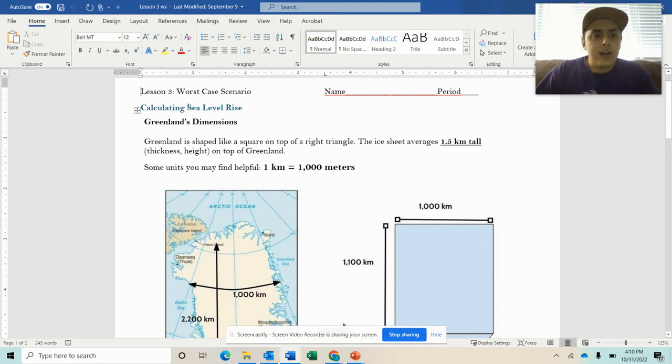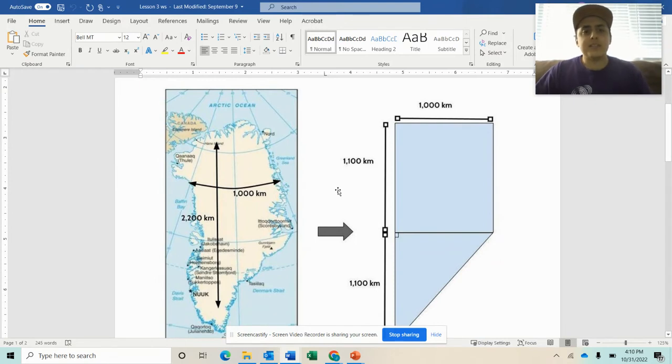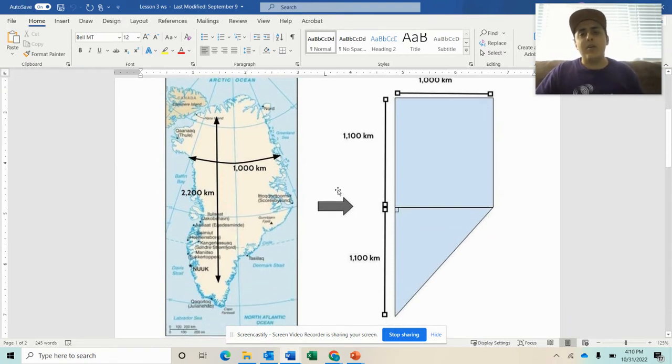So anyway, we're trying to figure out basically how much sea levels would rise if all of the ice in Greenland melted. So the way that we would start doing this is we need to figure out what the volume of the ice on Greenland is. And to do that, we need to find the area of Greenland. So we're starting by figuring out what the area of this shape is.